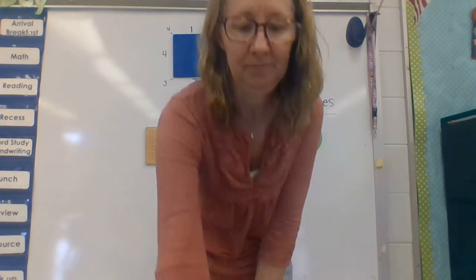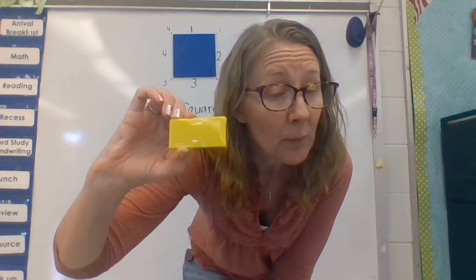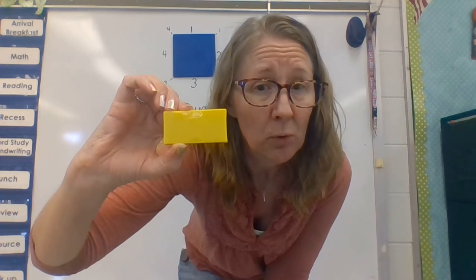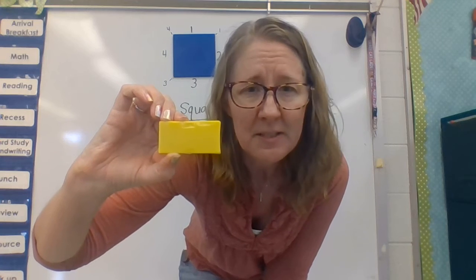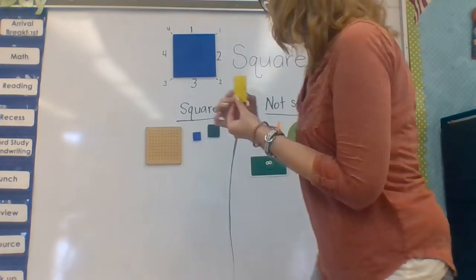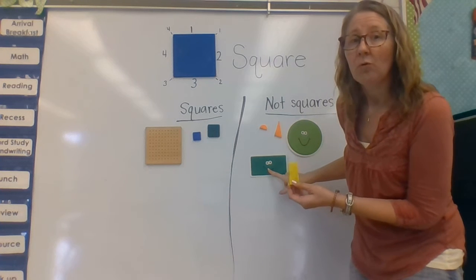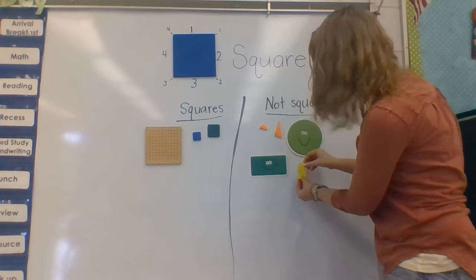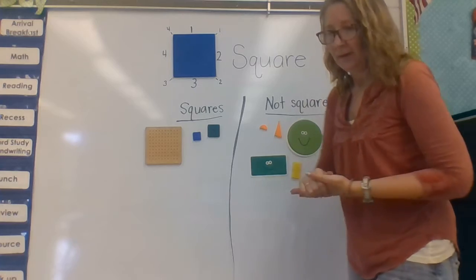Couple more. What is it? It has 4 corners. It has 4 sides. Are they all the same length? No. Hey, wait though. Hold on. What if I turn it? Is it a square now? No, it is still not a square. It's the same shape as this. That was a rectangle. That's right. All right.